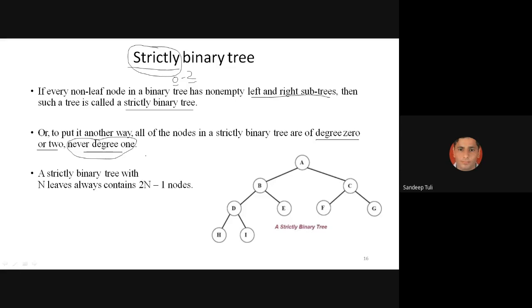Tell me yes or no at least. Yes, sir. So a strictly binary tree with n leaves always contains 2n minus 1 nodes. That is also a formula for a strictly binary tree. So how many leaf nodes are there in this tree? 5 leaf nodes are there, and the total number of nodes is 9, that is 2 into 5 minus 1, that is 9 nodes. This is the formula for strictly binary trees nodes.